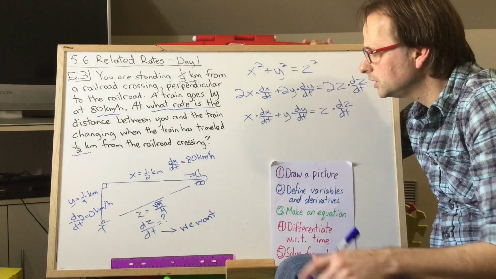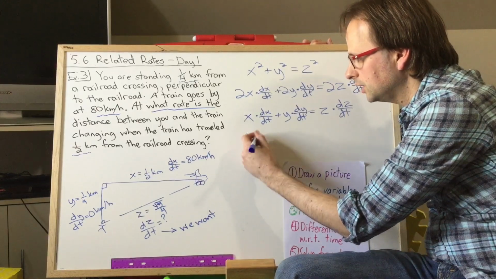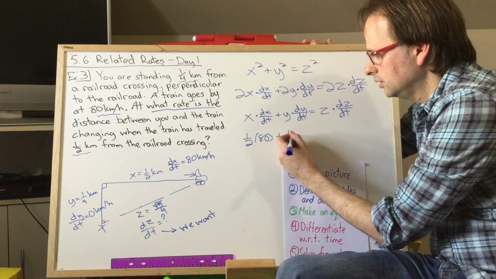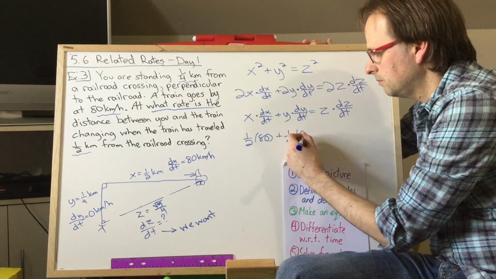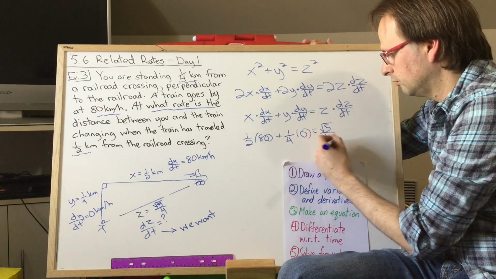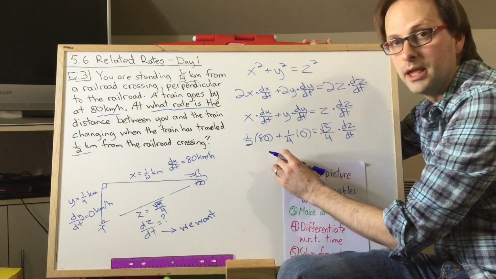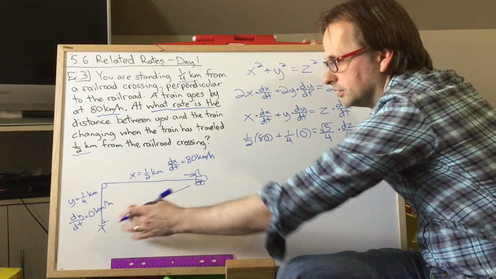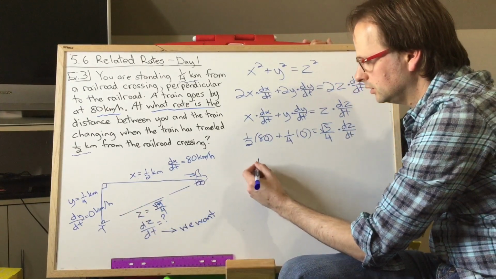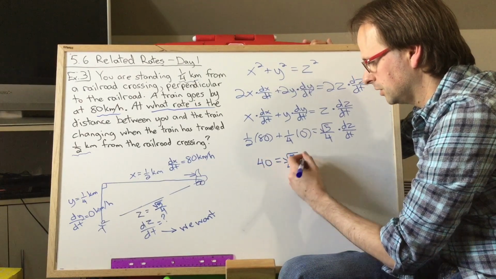Okay, let's sub in what we know. x times dx by dt is going to be a half times 80. y is a quarter. dy by dt is 0. z is root 5 over 4. And dz by dt is unknown. It's what we're looking for. It would be the rate of change of this length z, which is the actual distance between you and the train. So that gives me 40 equals root 5 over 4 times dz by dt.